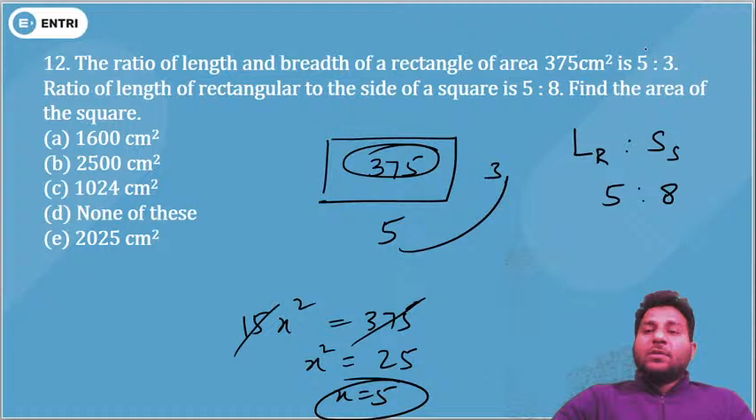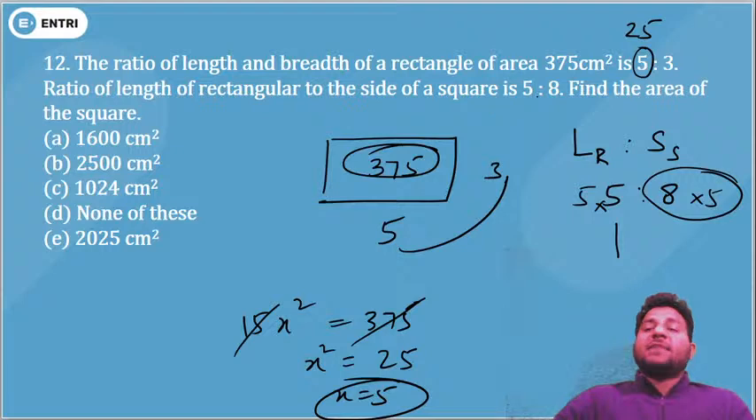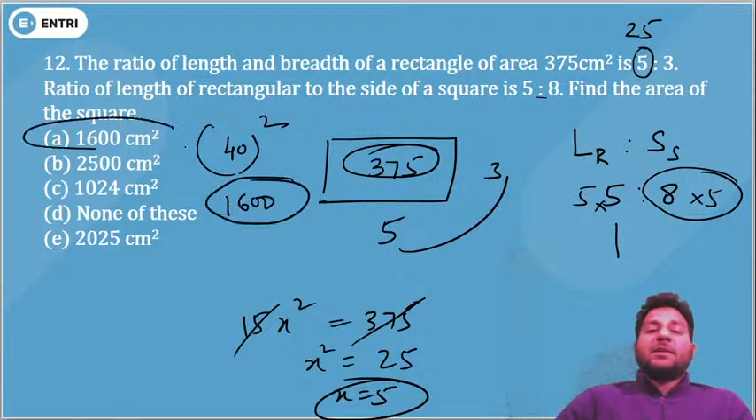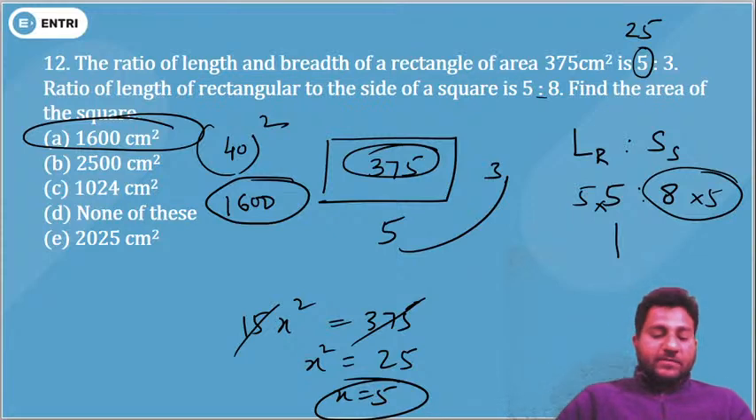Alright, and we know that the length of the rectangle will be 25 centimeters. So clearly let's multiply it with 5. Now we have got the side of the square. So let's find out the area of the square, which would be 1600 centimeter square. Got it? Yes, sure.